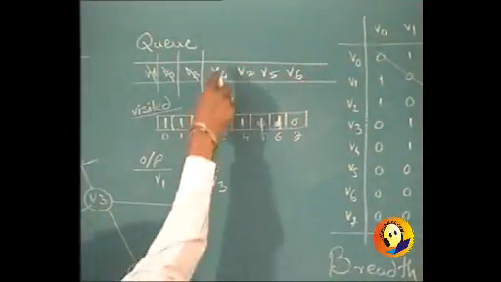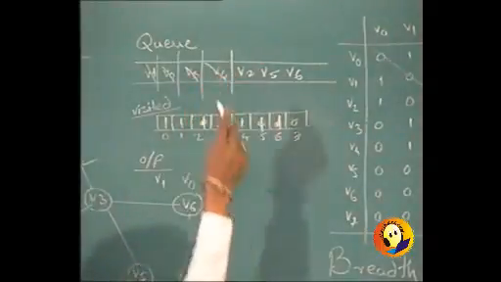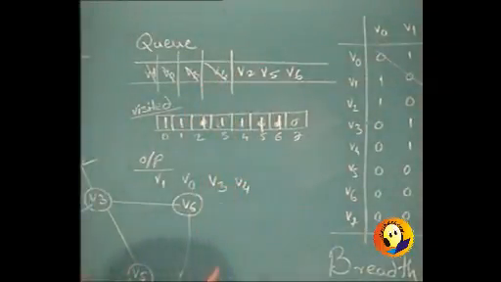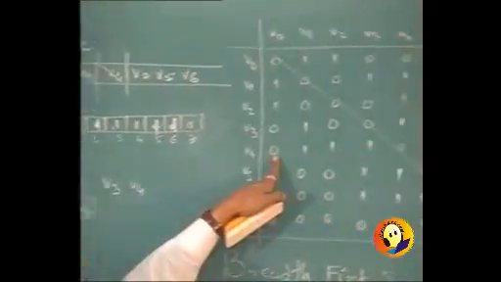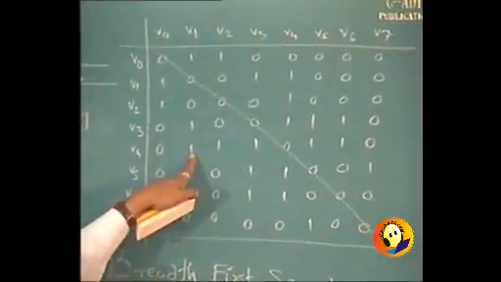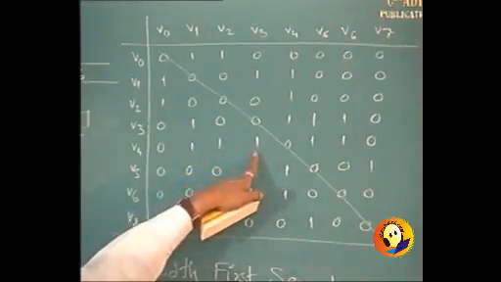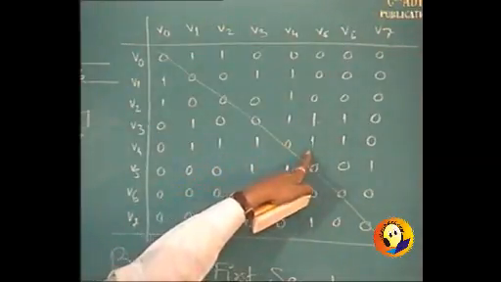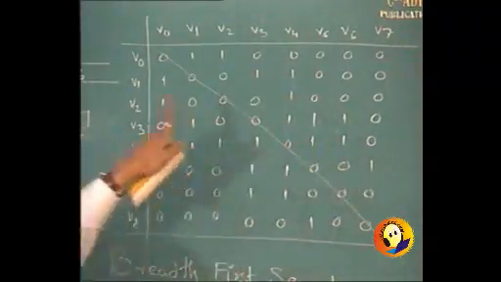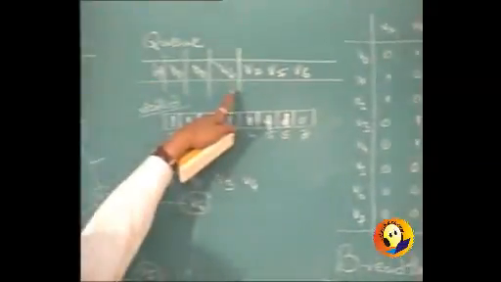Then I go to V4. I remove this V4, print it. Go to the row of 4. V1 already visited. V2 is also visited. V3 is visited. V5 is visited. V6 is visited. There will not be any entry going to the queue.